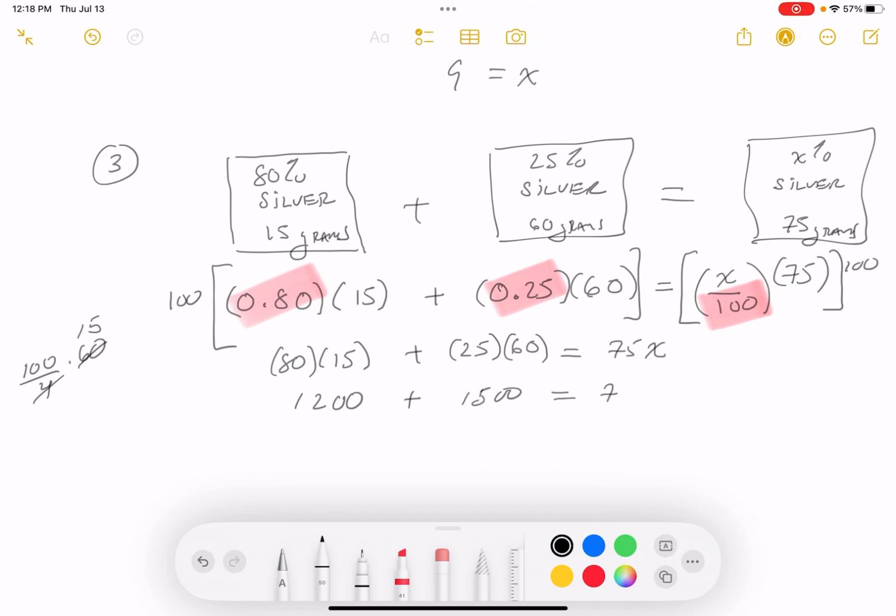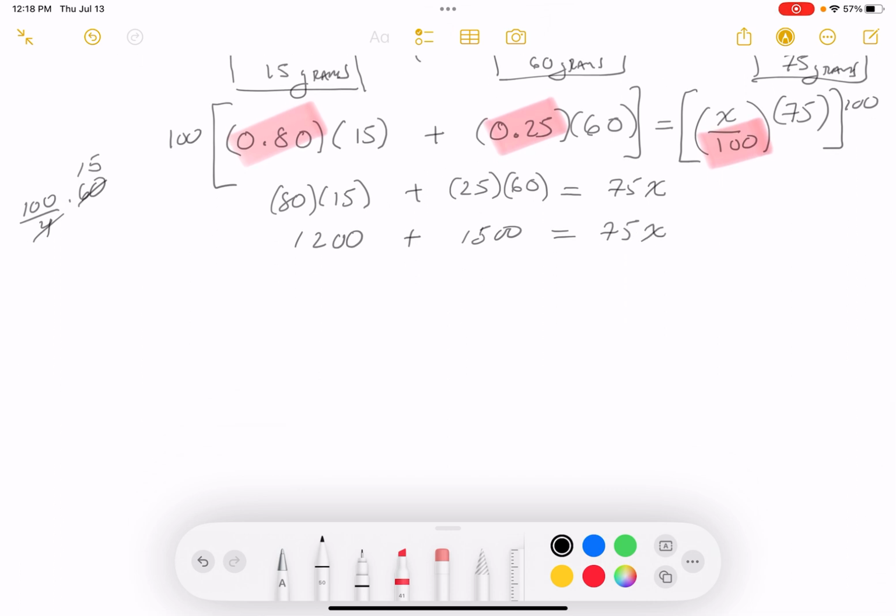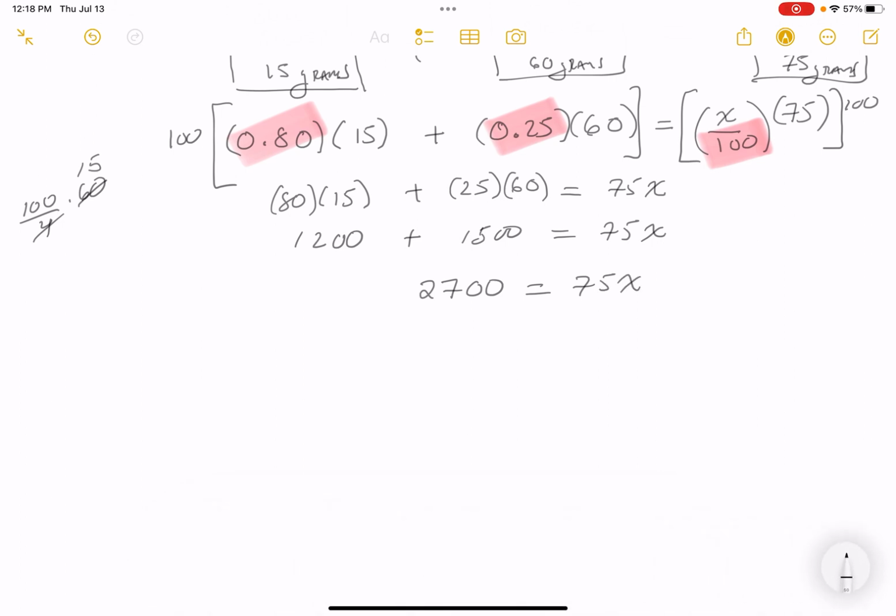What do you get over here? 75x. Again, I'm not using a calculator to do the problem. You're more than welcome to use a calculator if you want. What do you get here? 2,700 equals 75x. What I'm going to do now is divide both sides by 75. Well, on the right side you get x, and on this side you get 2,700 over 75.